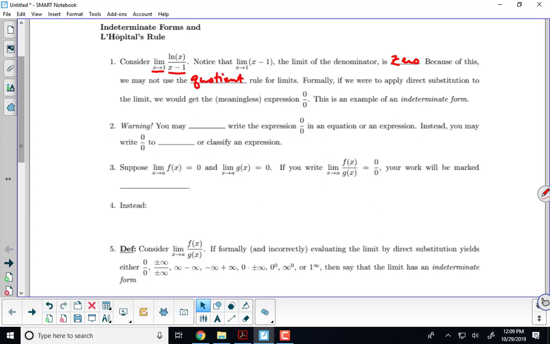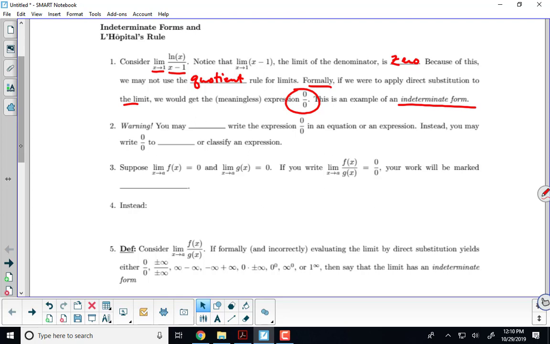If you go back and look at the quotient rule for limits, it says the rule only applies as long as the limit of the denominator isn't 0. So we're not going to do this, but formally, if you were to do direct substitution in this limit, you would get this meaningless expression, 0 divided by 0. We're going to call that an example of an indeterminate form. I'll classify the other indeterminate forms in just a second, but this meaningless expression, 0 over 0, is called an indeterminate form. We get that if we inappropriately evaluate the limit through direct substitution.